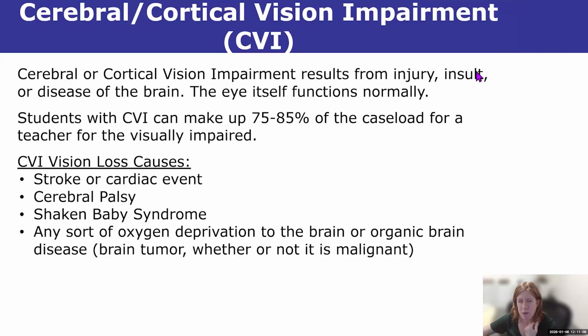So a lot of times with students that have this particular type of vision impairment, it often accompanies other sorts of disabilities, like epilepsy or hydrocephaly or other sorts of brain involvement. You see this a lot in shaken baby syndrome for kids, strokes, cardiac events, stuff like that. Any sort of oxygen deprivation to the brain. So your eyes are fine, basically, but it's the processing and it's your brain.